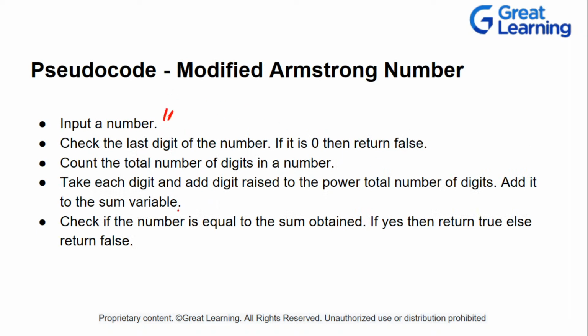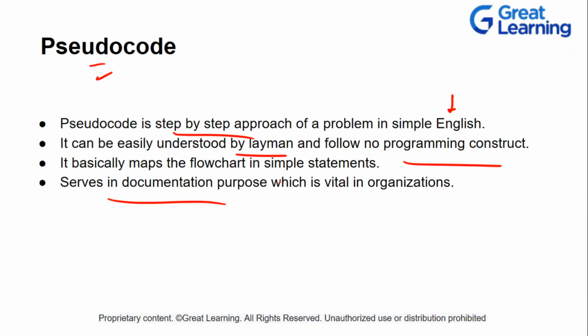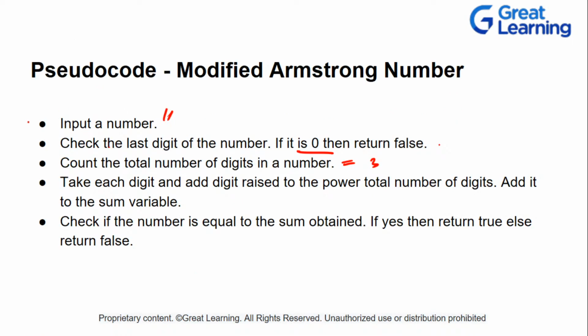You have an input number. You check the last digit of the number. If it is 0, you return false. This is the first step that we did. Then we counted the total number of digits in the number, that was 3, with the help of the loop that we have. We calculated the number of digits. This is your second step. This is your third step. First, second, third step.